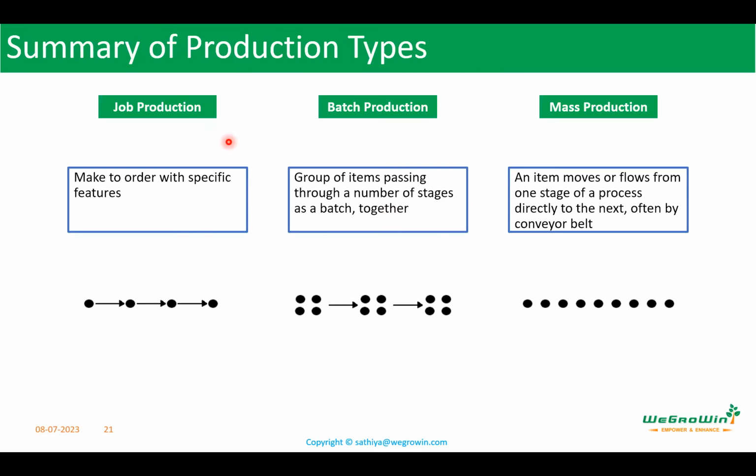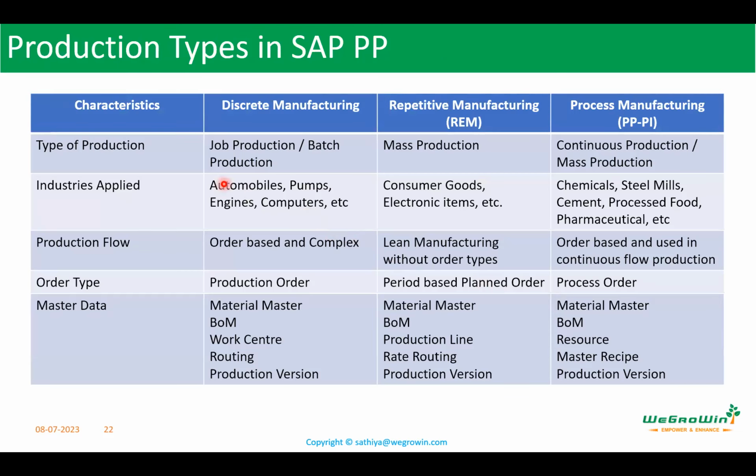So if we talk about the summary of these things, shop floor production is make-to-order with specific features, like one by one they will be produced, or batch production, batch by batch, or continuous mass production. Now you can see the characteristics here. For example, discrete manufacturing is SAP PP, what we are talking about. Repetitive manufacturing is REM, process manufacturing is PPI. So what is the type of production here? It may be job production or batch production. Repetitive manufacturing is always mass production. Process manufacturing is continuous production, mass production, or here also it may be batch production.